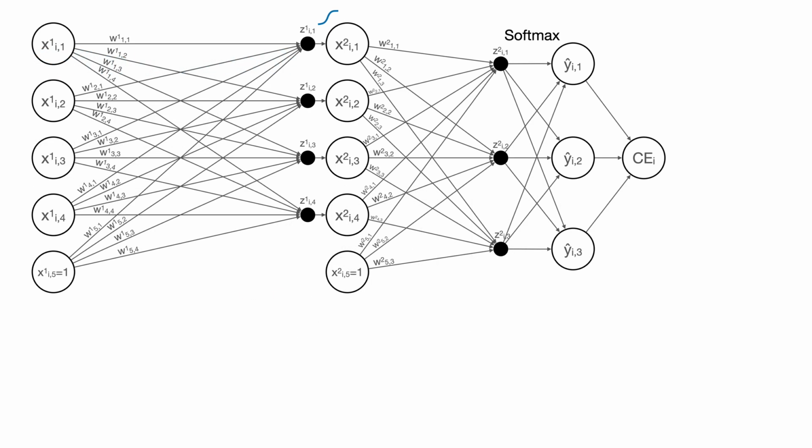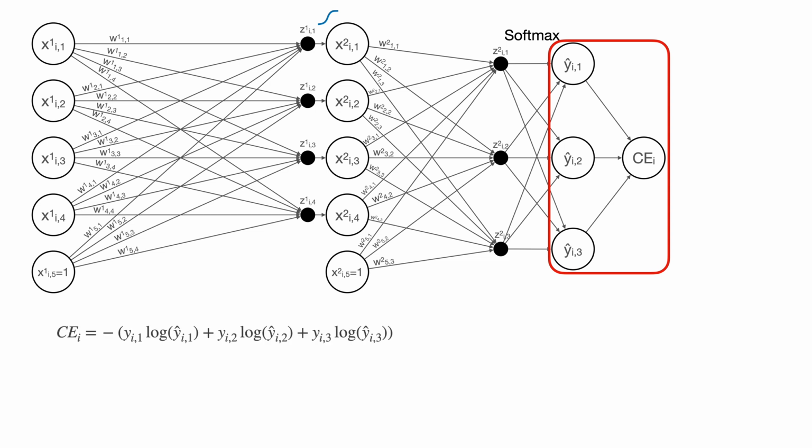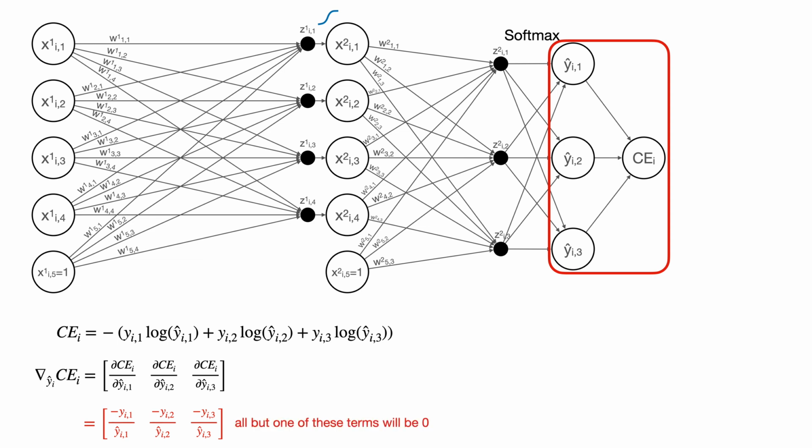Now our job is to calculate the gradient of cross entropy with respect to W1 and W2. We'll approach this just like before, starting at the end of our network and working our way backwards with the chain rule. The first step is to calculate the gradient of cross entropy I with respect to y hat I, which we already did. So we'll just recall that CEI equals this. So the gradient of CEI with respect to y hat I is this. And keep in mind that the only non-zero term in this row matrix is the one that corresponds to the correct class.